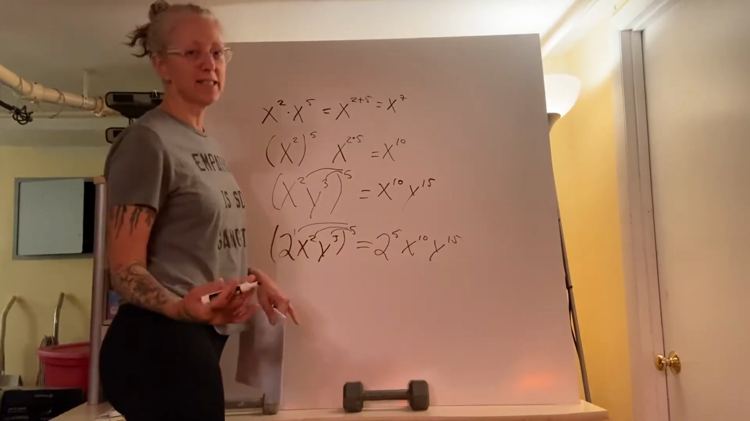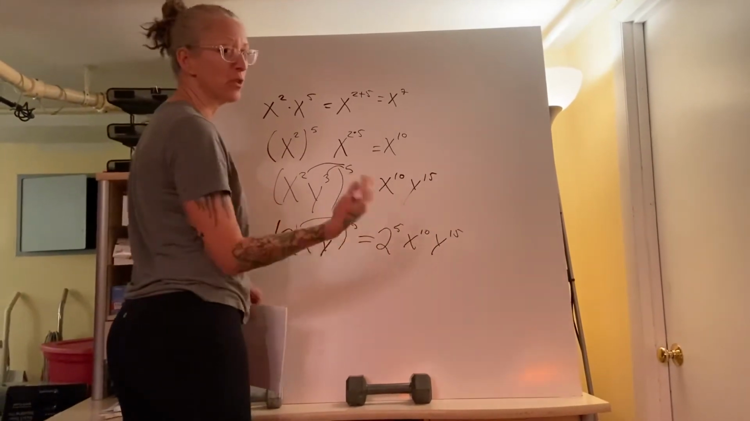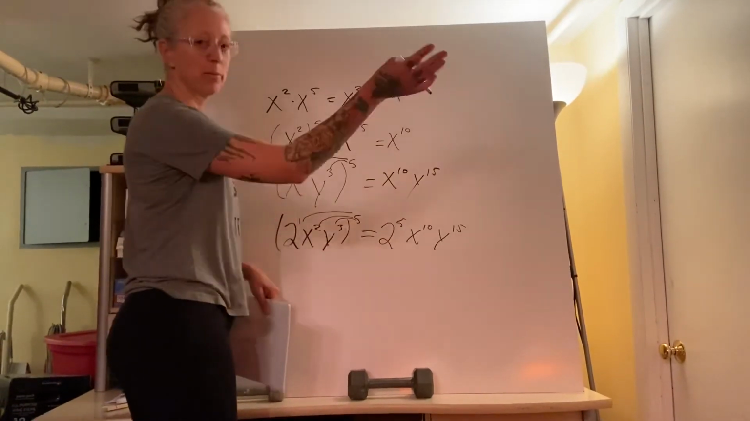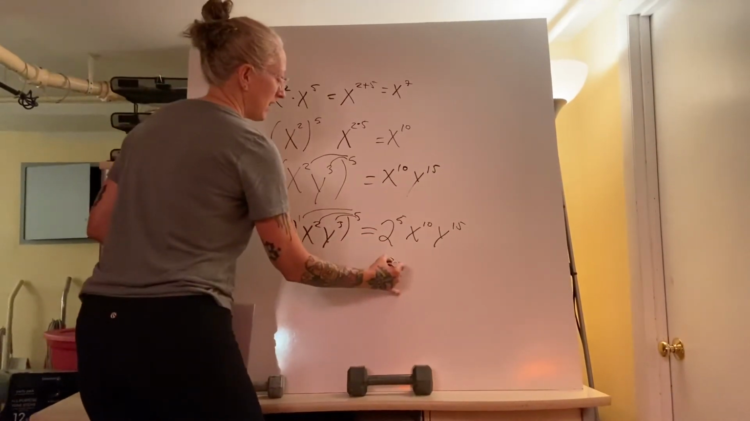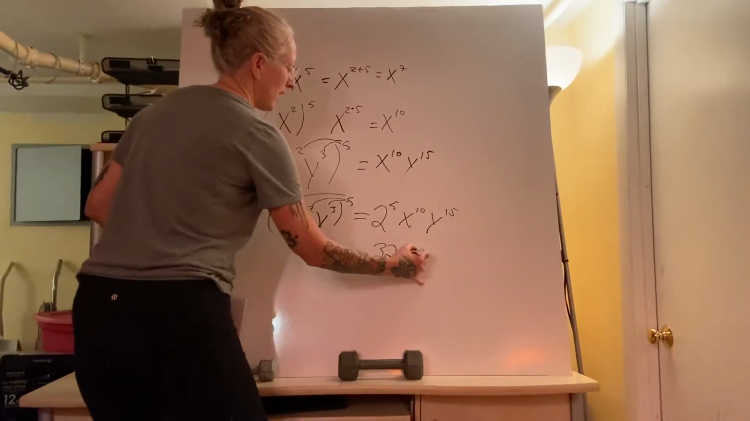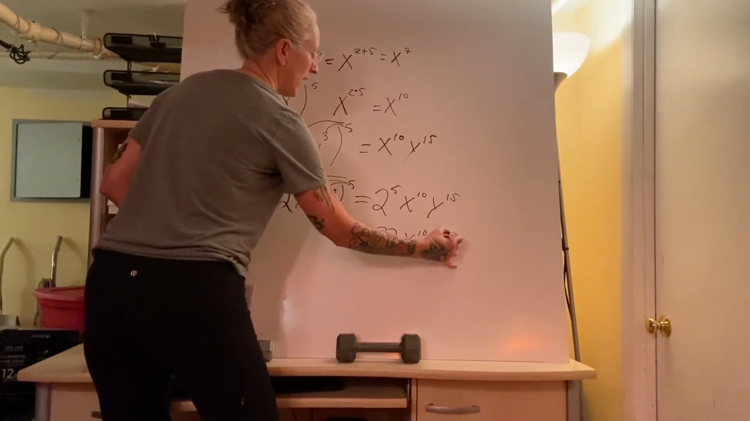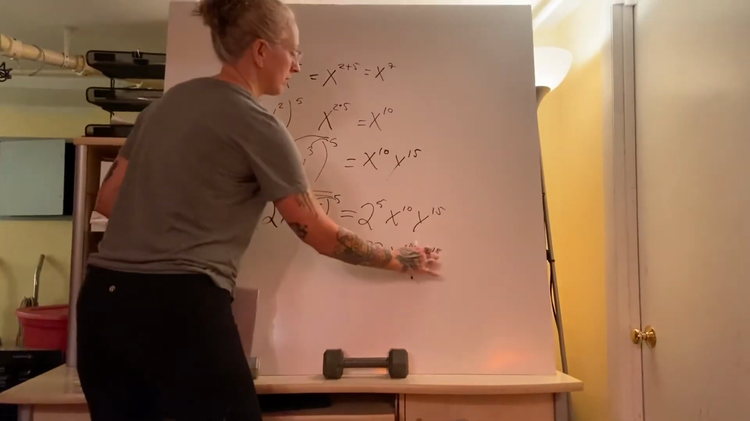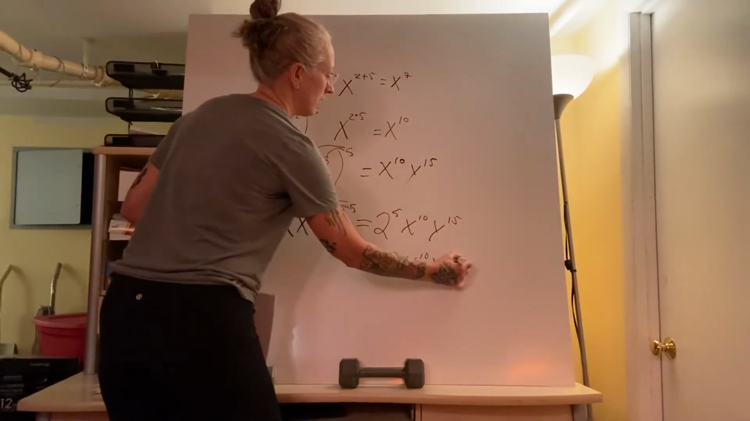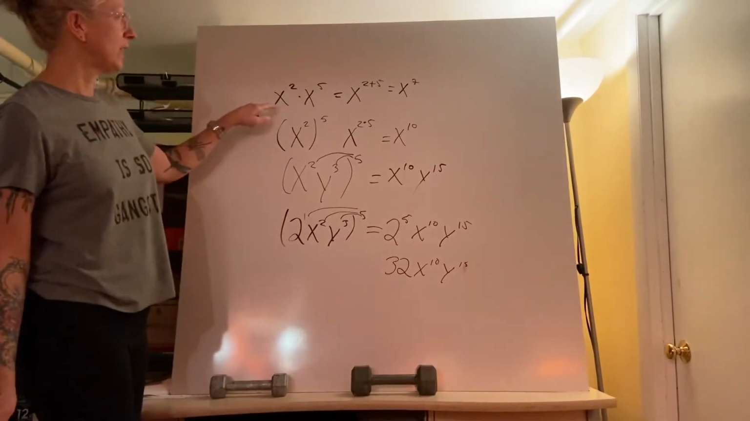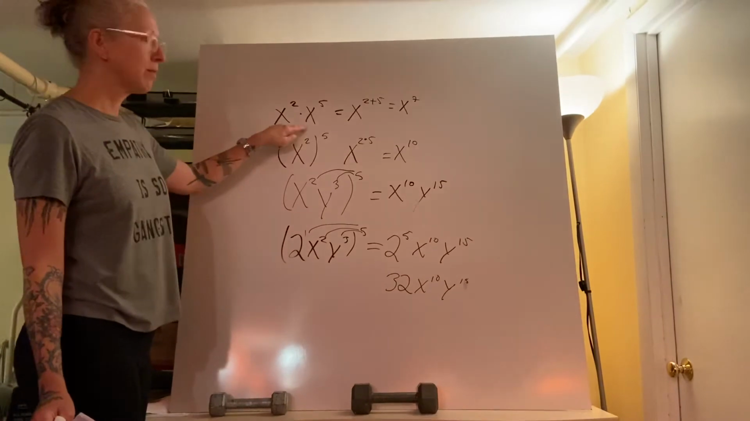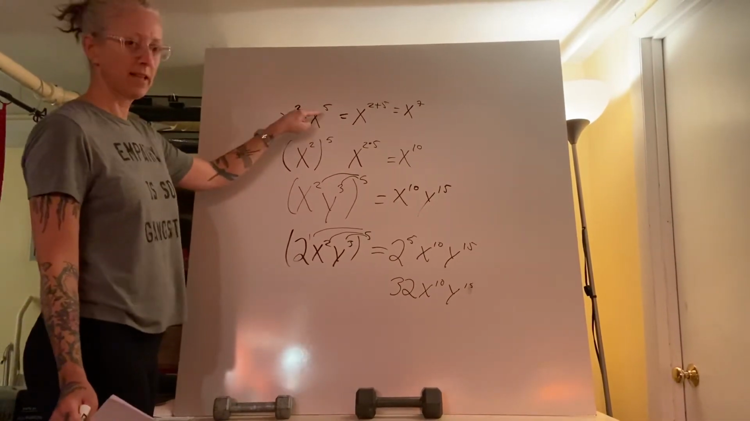Usually when you have constants, if you just have a number raised to a power, you have to multiply it out. So I think this is 32, x to the 10th, y to the 15th. So this covers when you have like bases and you're multiplying the same base, you add the exponents.